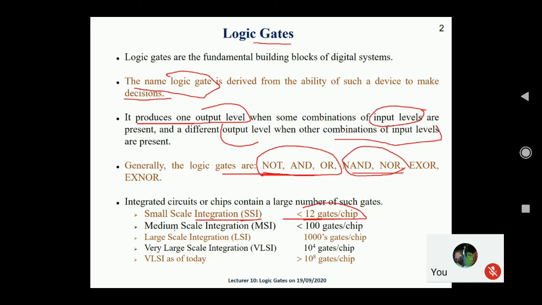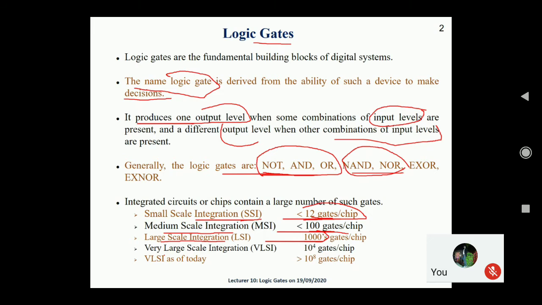And when we are talking about medium scale integration, it is greater than 12 gates per chip, up to about 100 gates per chip. And when we are talking about large scale integration, the short form is LSI, that time it is 1000 gates per chip. So when we are considering the LSI, that means 1000 gates can be accommodated in one particular chip.